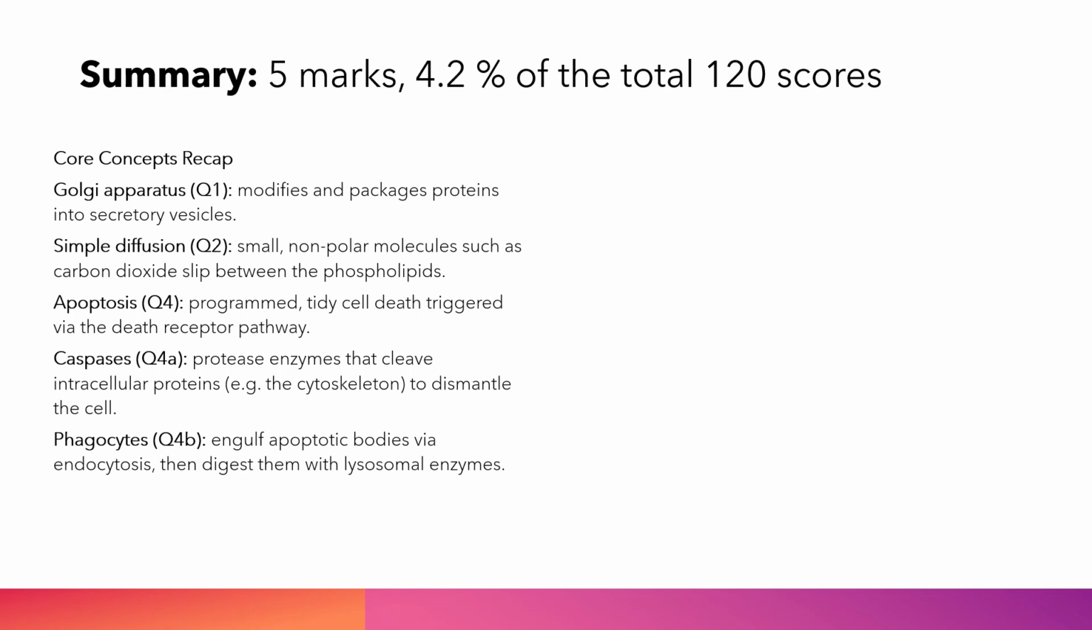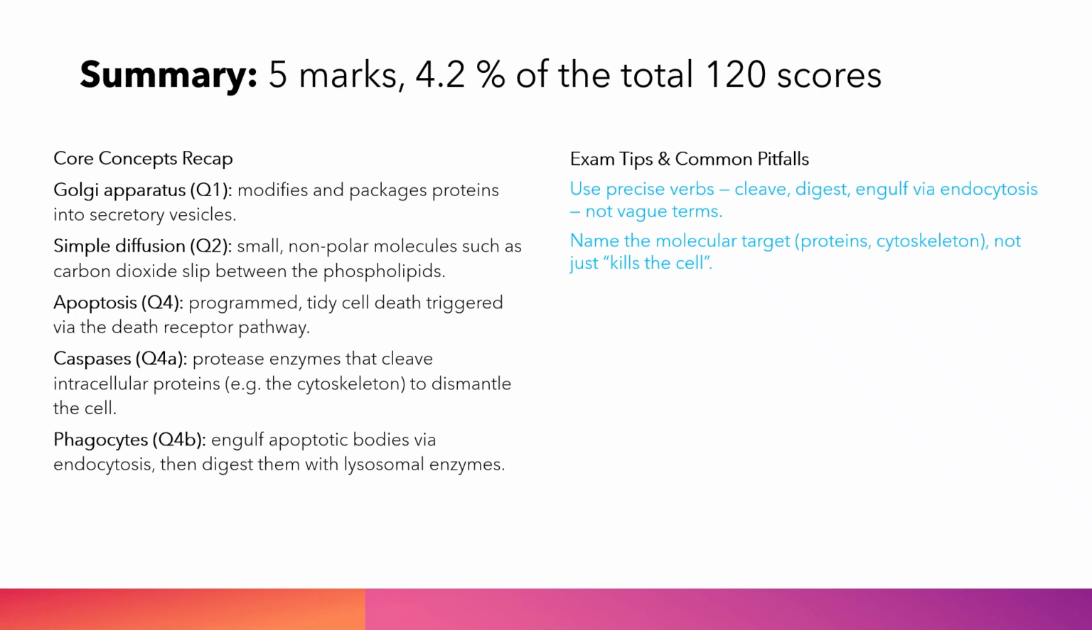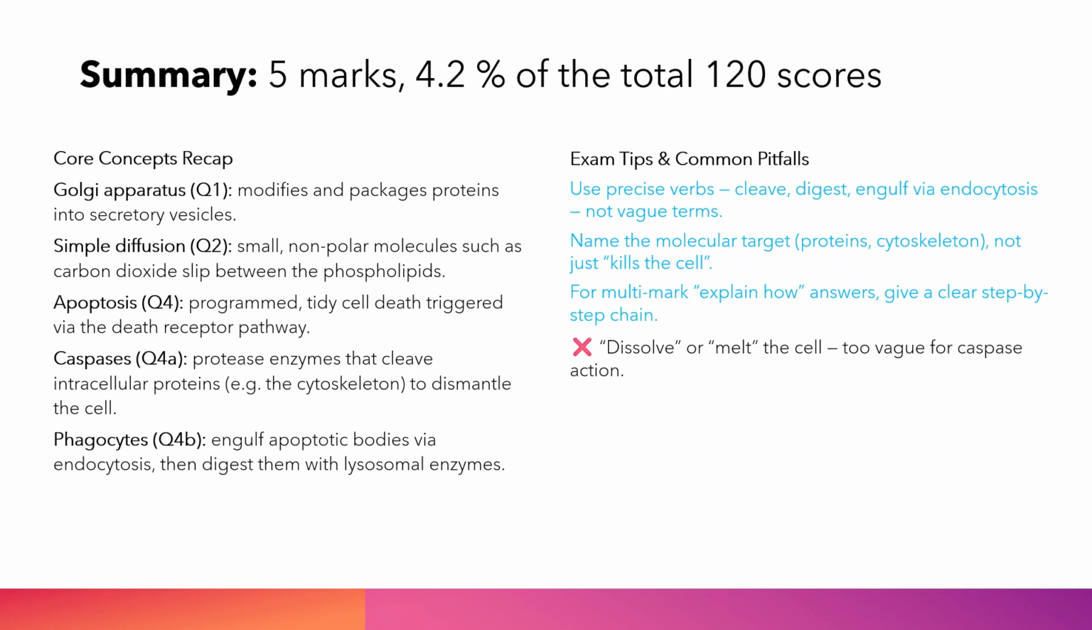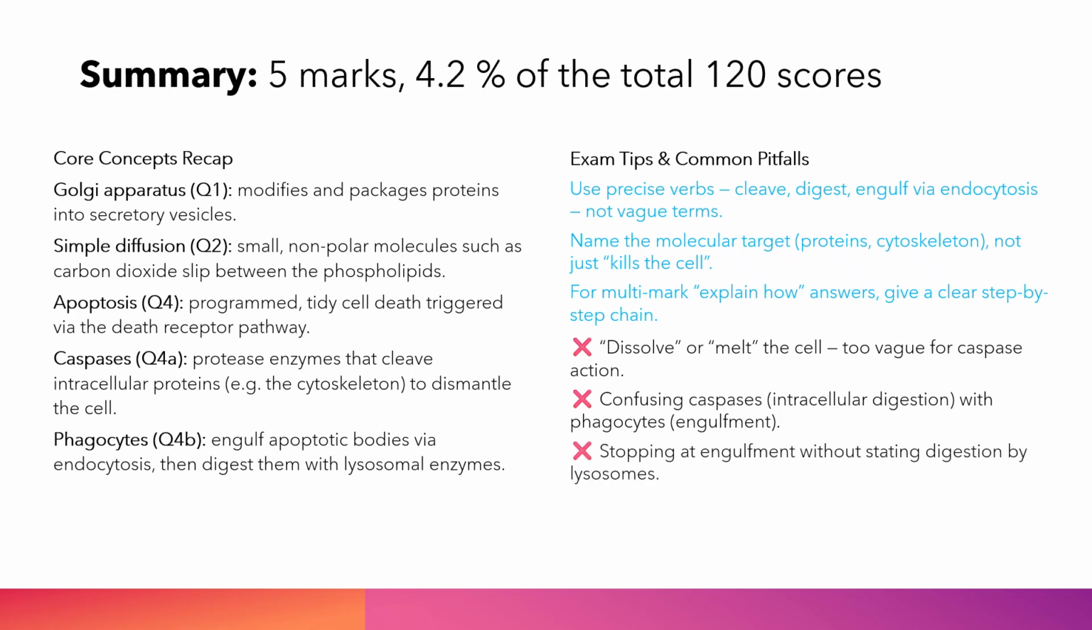Exam tips and common pitfalls. Use precise verbs: cleave, digest, engulf via endocytosis, not vague terms. Name the molecular target, proteins or cytoskeleton, not just "kills the cell." For multi-mark explain how answers, give a clear step-by-step chain. Cross mark: dissolve or melt the cell, too vague for caspase action. Cross mark: confusing caspases, intracellular digestion, with phagocytes or engulfment. Cross mark: stopping at engulfment without stating digestion by lysosomes.